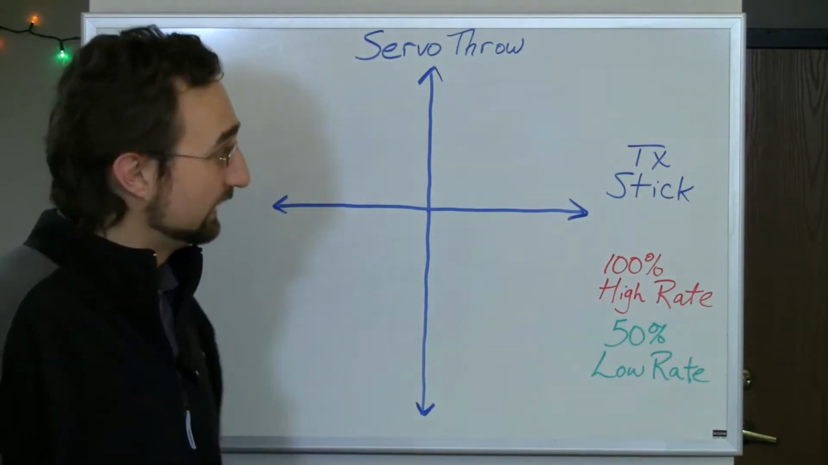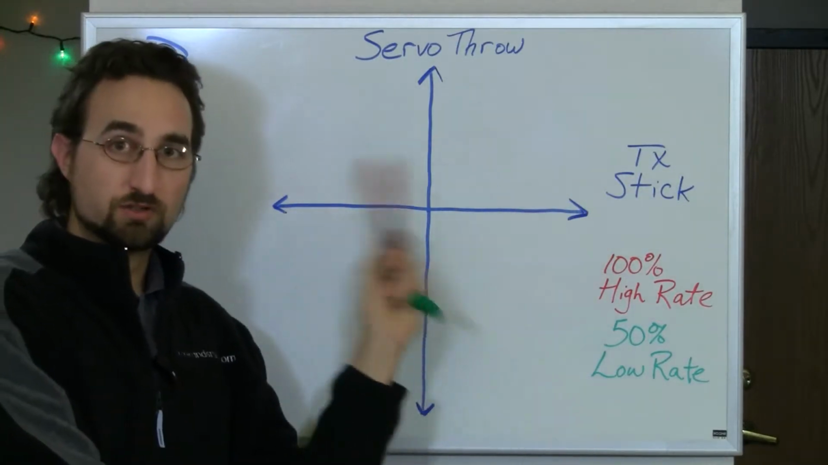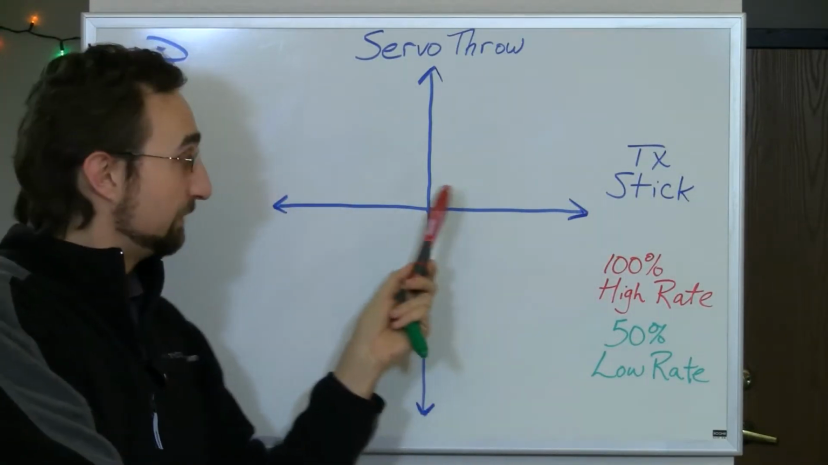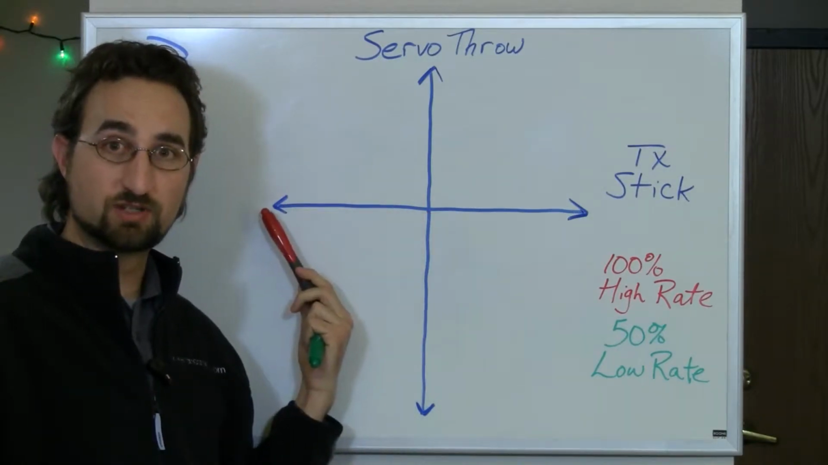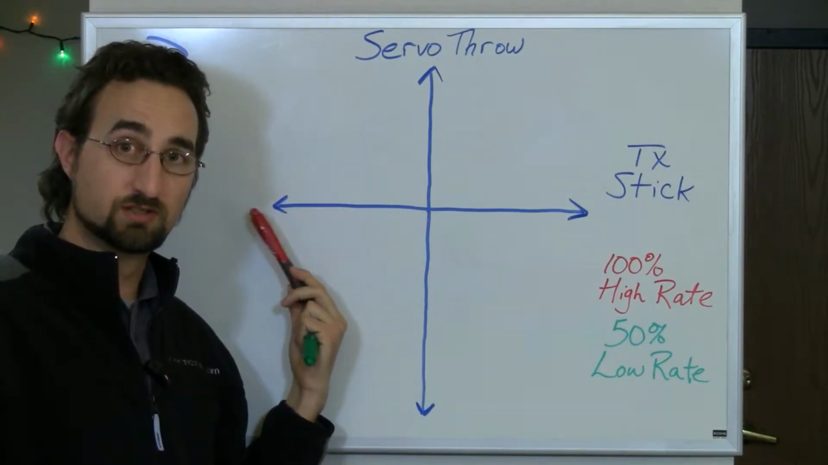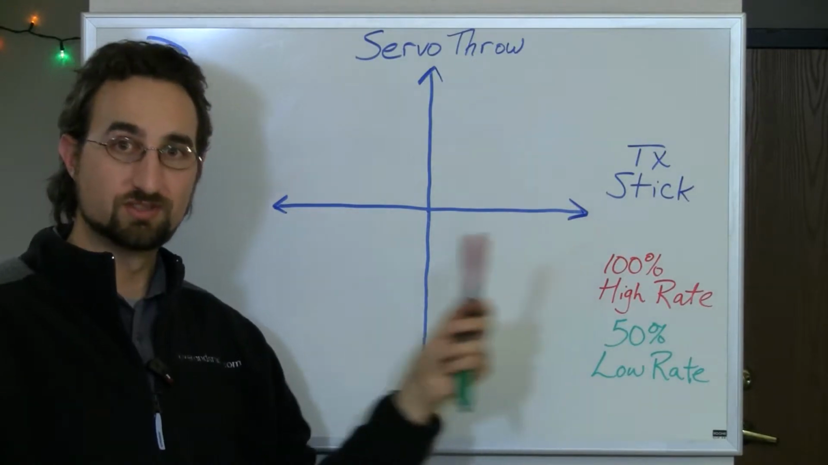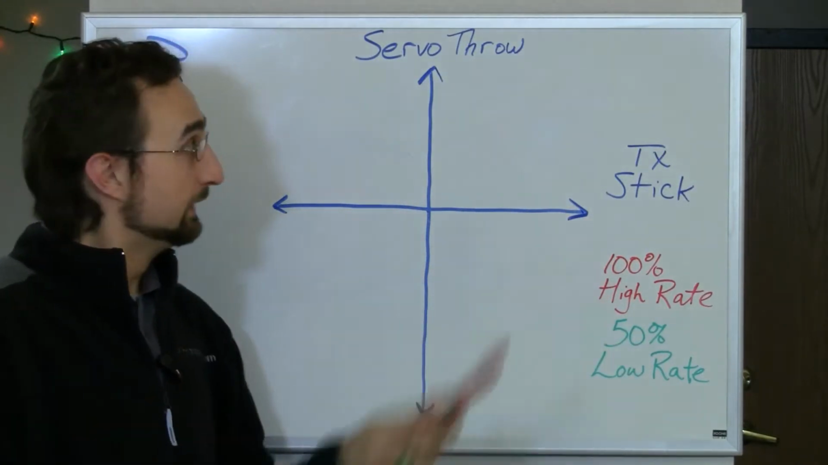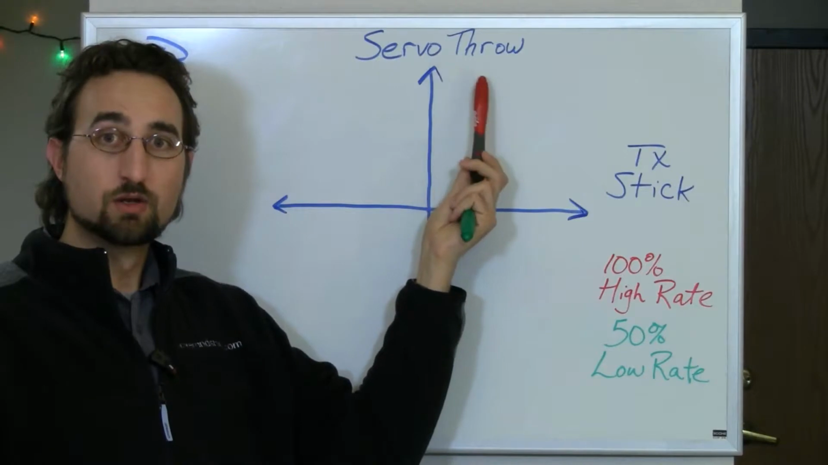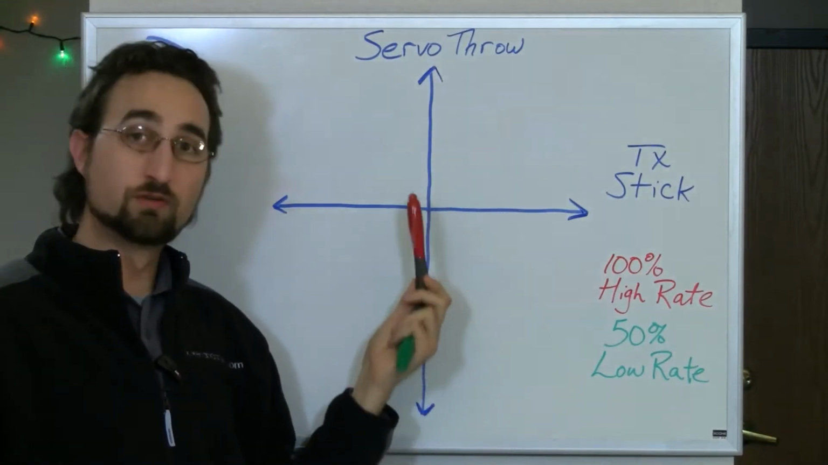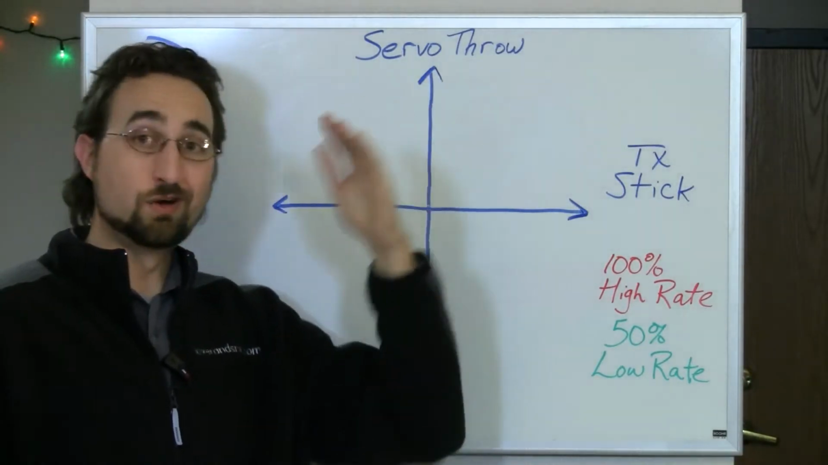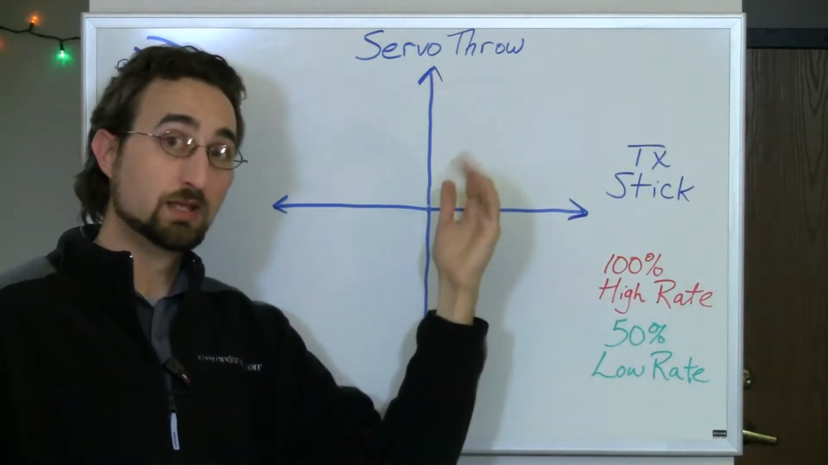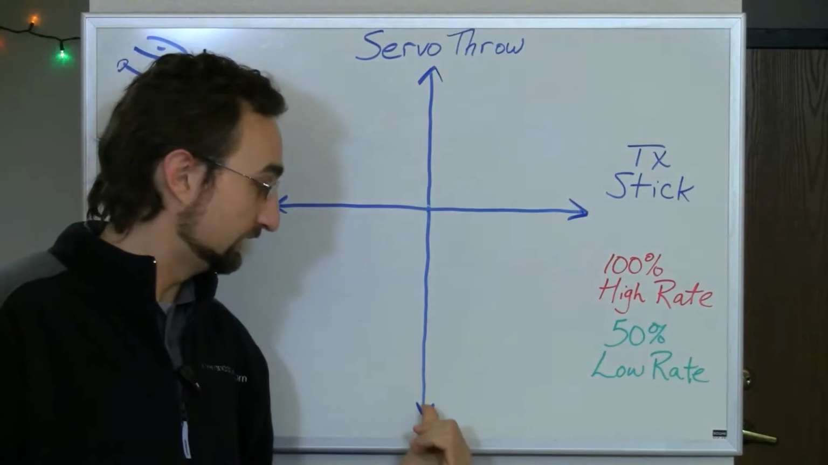So that being said, your transmitter stick movement is graphed along this line. So if I've got my transmitter stick centered, I'm at this point. If I've got my transmitter stick, say, all the way to the left, it's here, and all the way to the right, it's here. Just the extreme opposite ends of your transmitter. On the opposite line here, we've got servo throw. So when my servo arm is centered, it's here. When it's extended all the way to one position, it's there. And when it's extended to that opposite position, it's here.